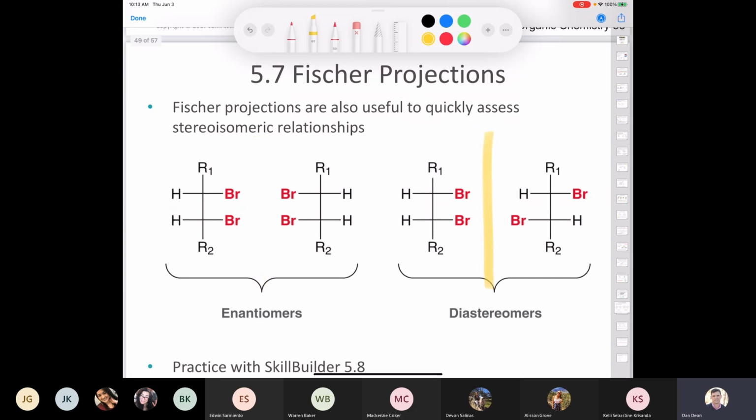If you look at these two compounds and look at their stereoisomeric relationship, you can see that these two bromines are mirror images. However, here, this is not a mirror image, and therefore the definition must be non-superimposable, non-mirror images. Therefore, they are diastereomers. All right, so that's also very handy when we use Fischer projections.